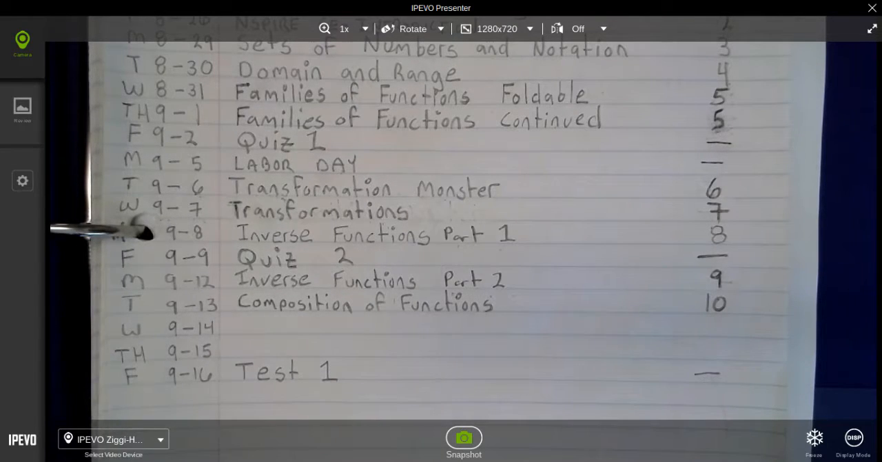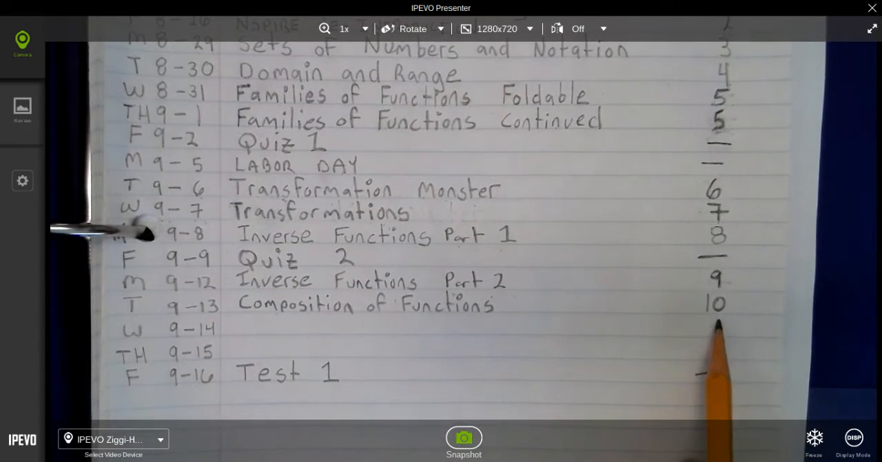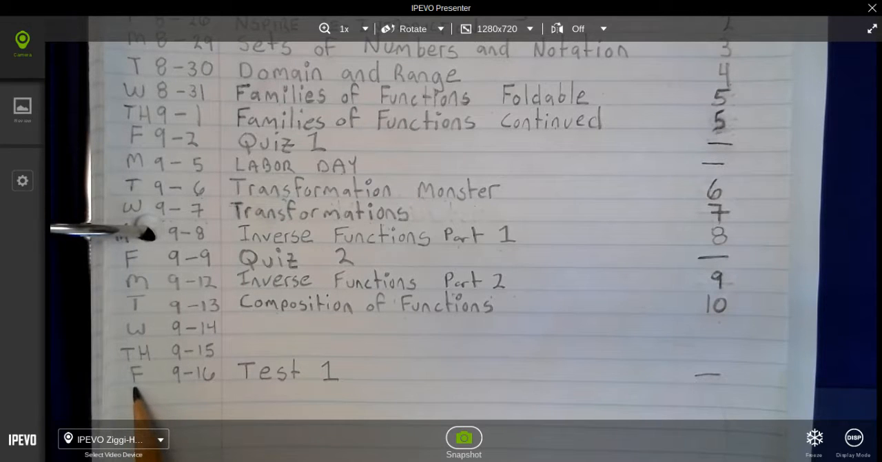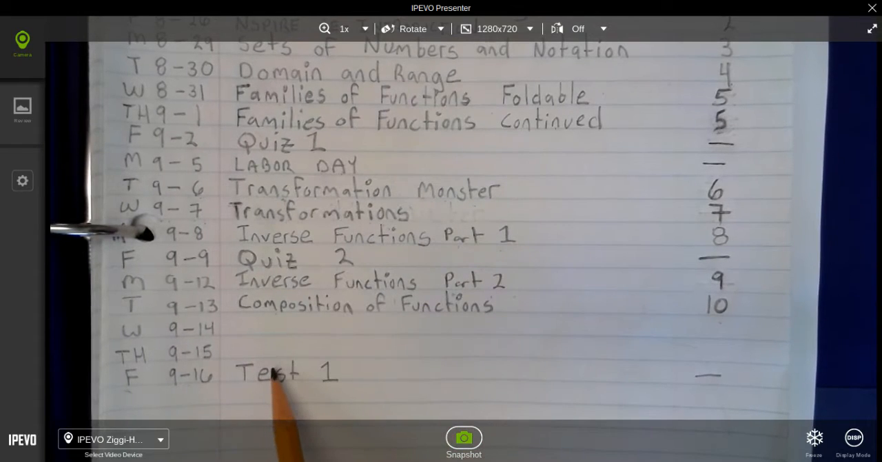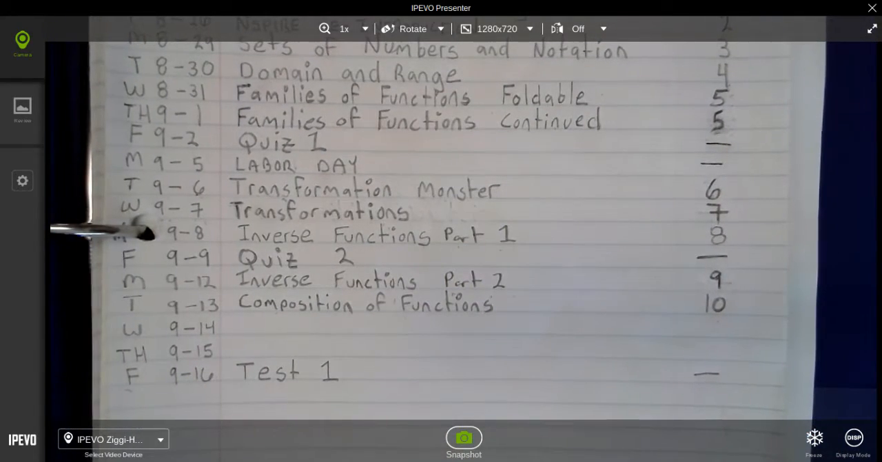Okay, now that your table of contents are updated, I want you to see that we're looking at Tuesday, September 13th, composition of functions, and our notes are going to be on page 10. Also note that the test is September 16th, that's Friday, and remember that all assignments up until this test you can turn in for 100. After test 1, all the assignments below test 1 can be turned in for the highest of a 70. Okay, so remember that, please. All right, so let's go to page 10.